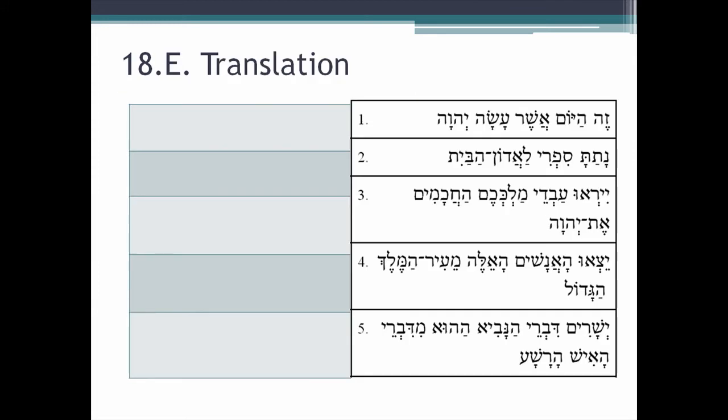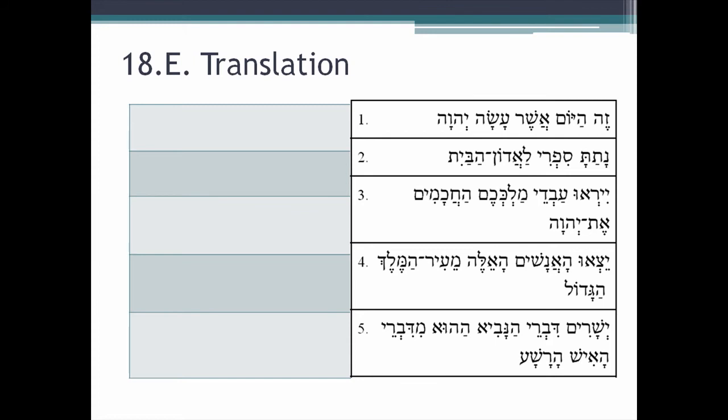Translation. We'll go through these slowly. Again, I'll be showing you what the English is anyway, at least approximating what Futato has, if not getting pretty close, maybe identical in a lot of these to what he has. So we have Ze Hayom Asher Asa Adonai.